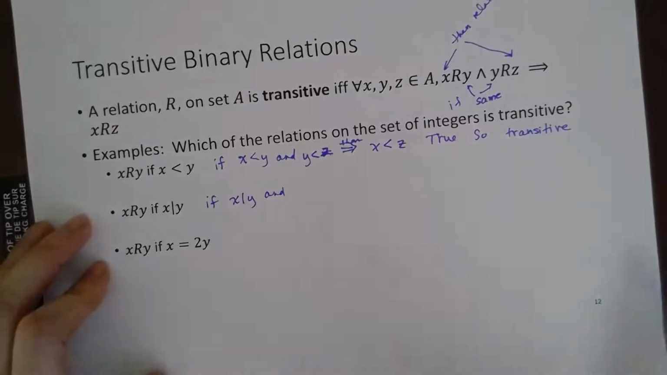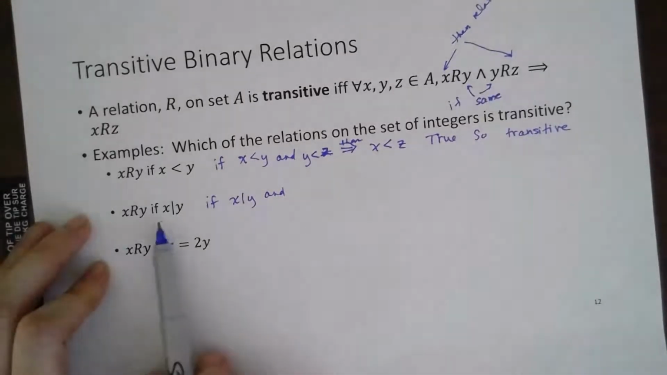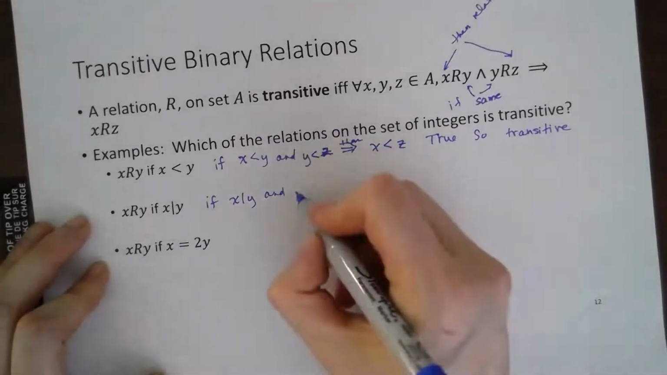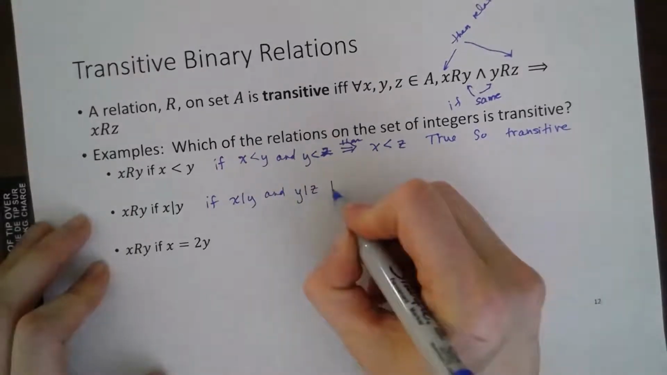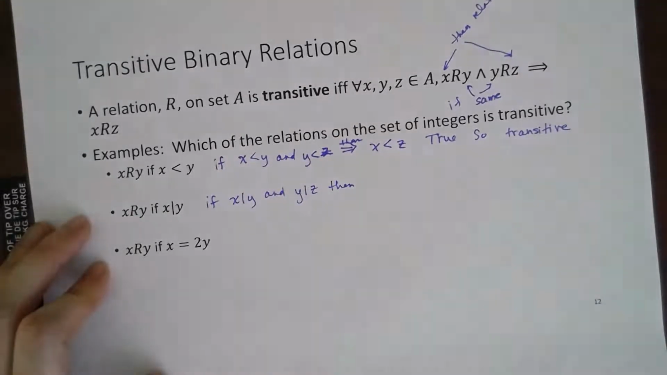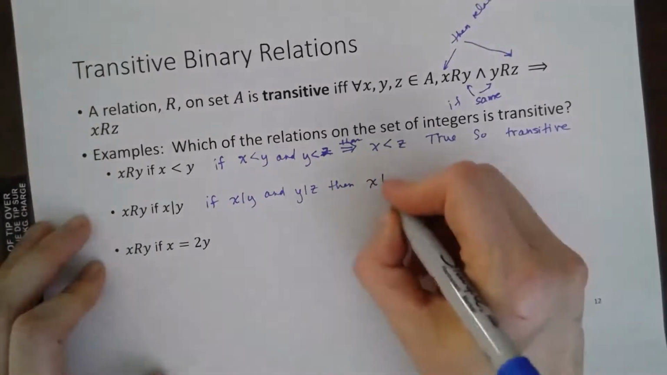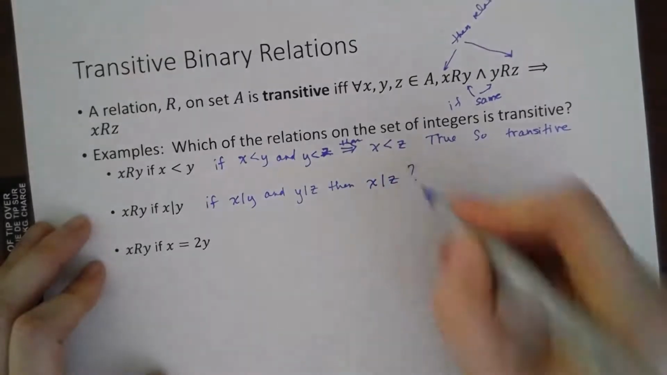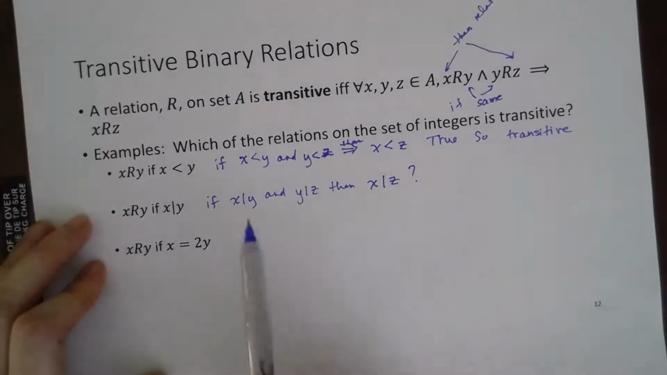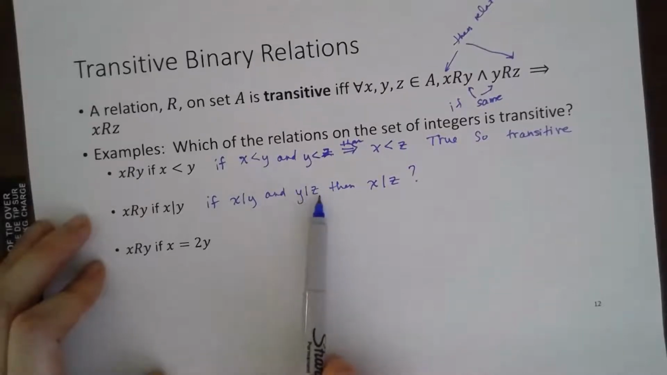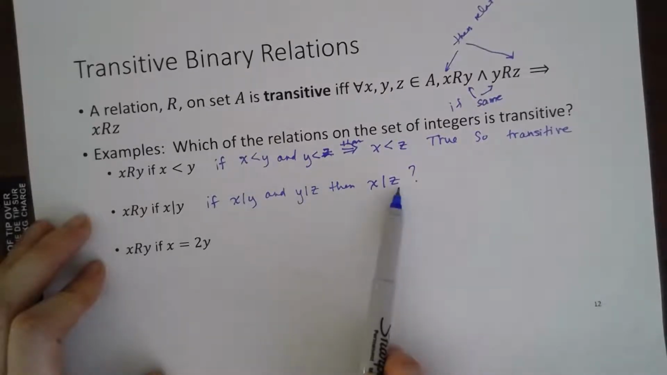And let's say I had that y was related to z, that means that y divides z. Am I always going to get that x is related to z? Well, x being related to z means x divides z. Okay. So will this always be true? So x divides y divides z. Well, we automatically get that x divides z.